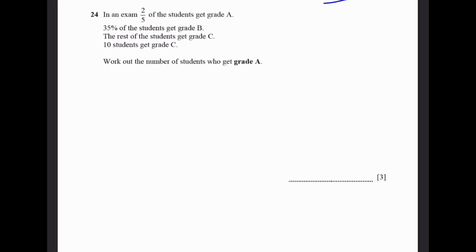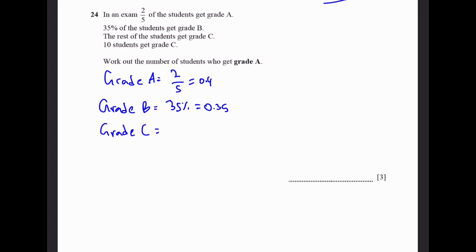Question 24. In an exam, 2/5 of the students get grade A, 35% get grade B, and the rest get grade C. 10 students get grade C. Work out the number of students who get grade A. First, let's convert both of these to decimals. So grade A will be 2 by 5 of the total, which is 0.4 of the total. And for grade B, it's 35% of the total, which is 0.35 of the total. So grade C is equal to 1 minus 0.4 minus 0.35, because 1 is the complete thing, 1 full part, and these are parts of that total.